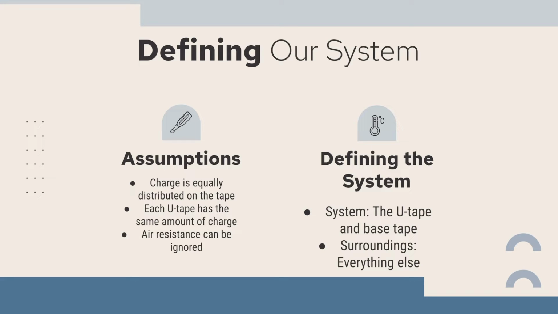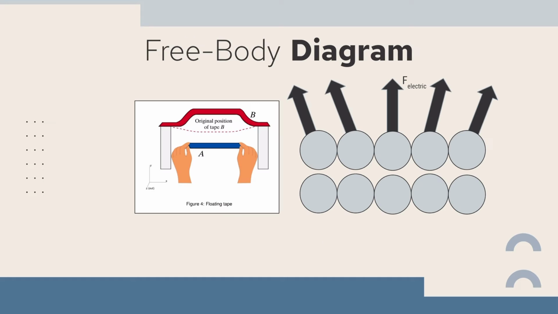Modeling the experiment, we assume the charge is equally distributed along both tapes. Each U-tape has the same amount of charge, and the air resistance can be ignored. In defining the system, the system is just the U-tape and the bottom tape, or the top tape and the bottom tape, and the surroundings are everything else. Our free body diagram shows that for tape B, the electric force is pointing up because it is repelling against tape A, and this is in the opposite direction to the force of gravity, and that's what creates a net force of 0 as they equal each other but are in opposite directions.